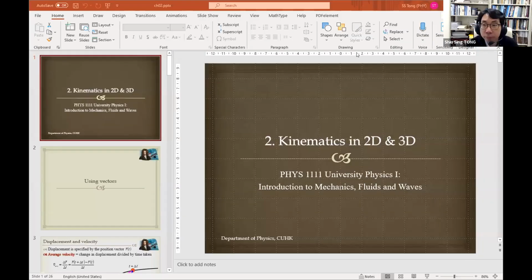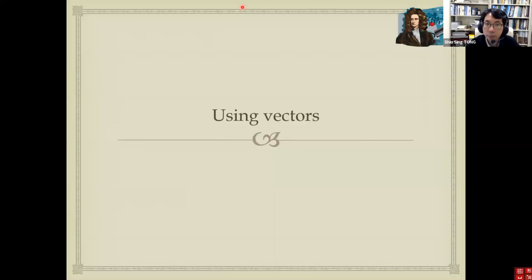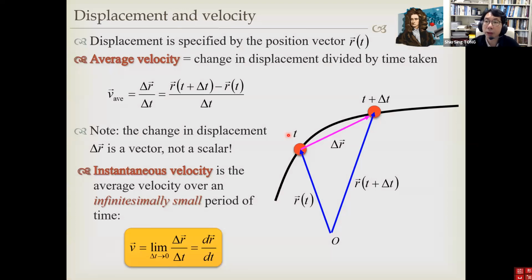So let's come back to the lecture. Now, having learned the language of vectors, we are now ready to discuss two-dimensional or three-dimensional motion. We describe it using the language of vectors. So how do we describe the motion in high dimensions?